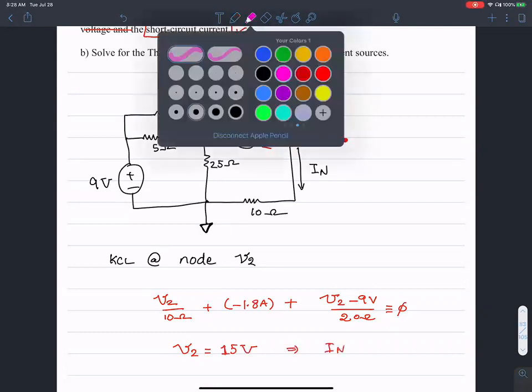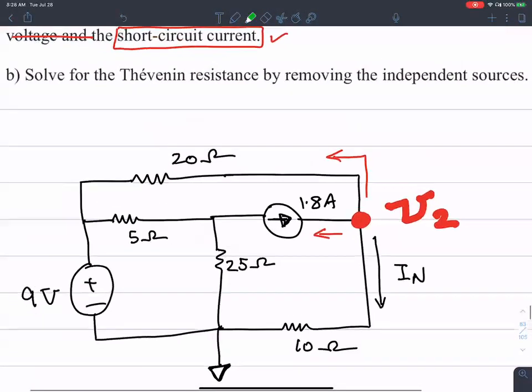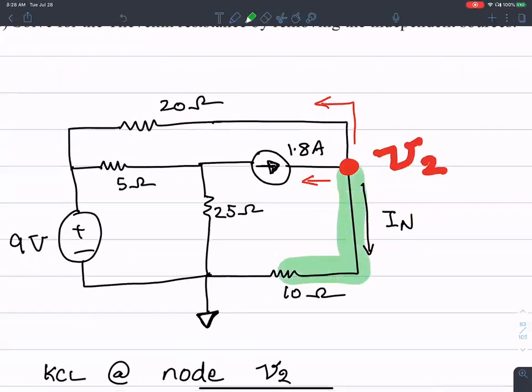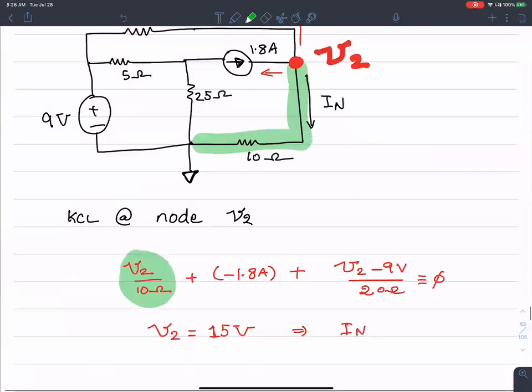Okay, remember this part is I Norton. Okay, the current going south, that guy is V2 minus 0 over 10 ohms. That's the Norton current, I Norton. So I Norton is V2 over 10 ohms. Now that you know the value of V2 to be 15 volts, you have a value of I Norton to be 1.5 amperes.